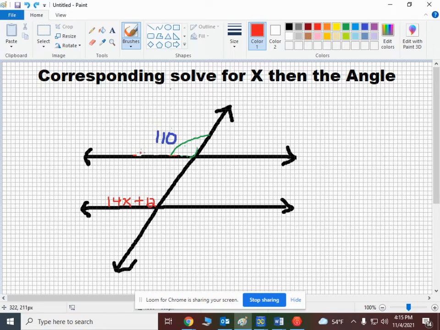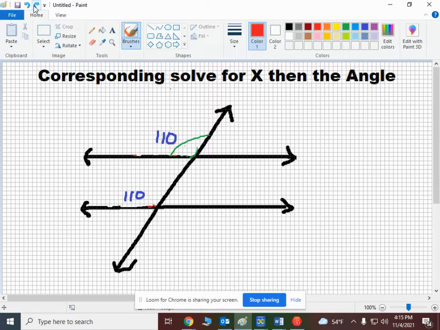Okay. Now because this angle is 110 degrees, we can assume that the other angle is also 110. And what we can do, instead of saying 14x, we can substitute 7 again. In this case, 14 times 7 is 98. Then when we add the 12 to 98, we also get 110 degrees.